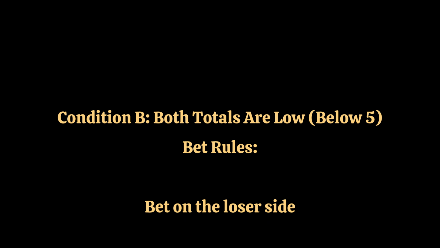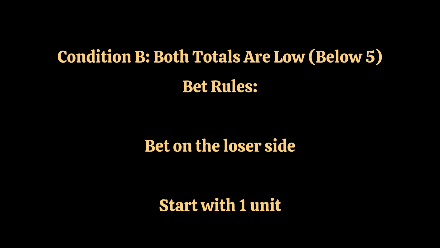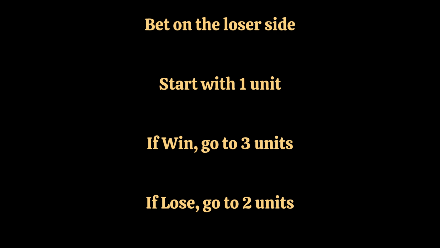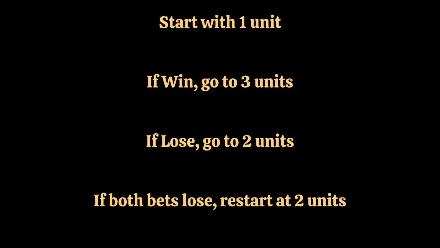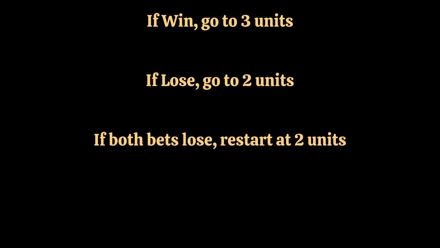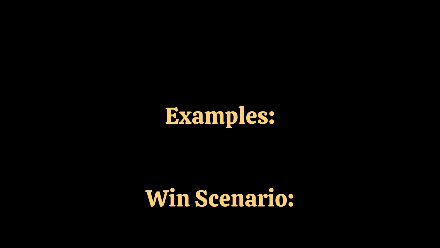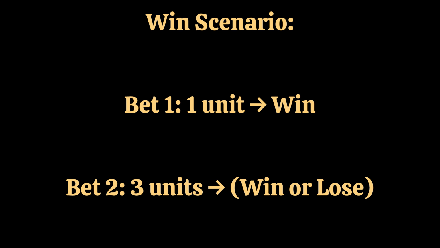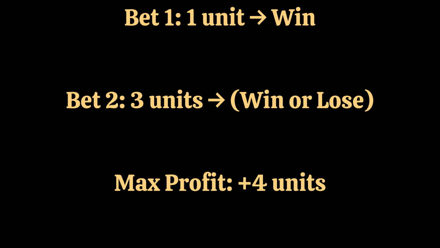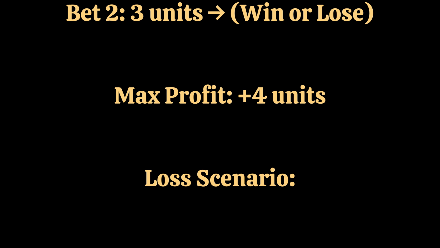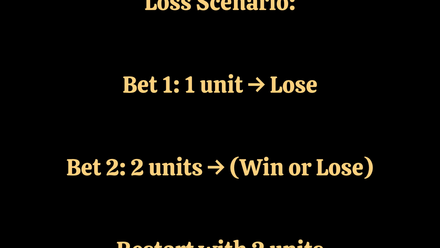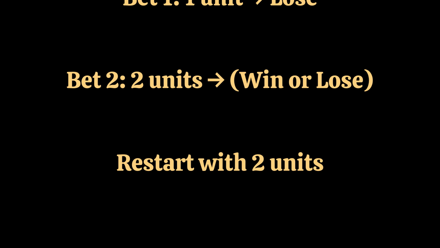Condition B, both totals are low, below 5. Bet rules. Bet on the loser's side. Start with 1 unit. If win, go to 3 units. If lose, go to 2 units. If both bets lose, restart at 2 units. Examples. Win scenario. Bet 1, 1 unit win. Bet 2, 3 units. Max profit, plus 4 units. Loss scenario. Bet 1, 1 unit lose. Bet 2, 2 units. Restart with 2 units.